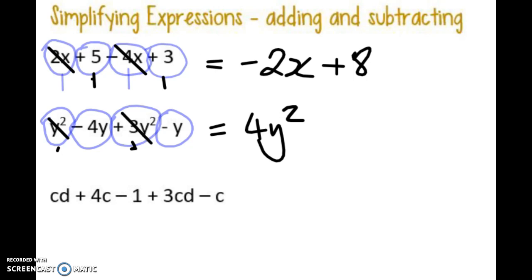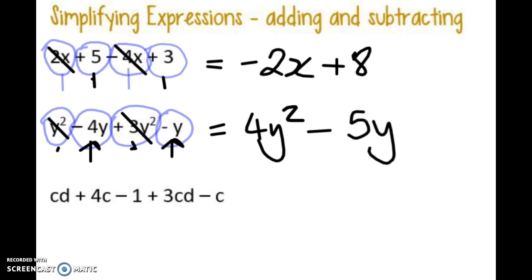And now we look at our y's. So we've got minus 4y here. And we've got minus y here. So minus 4y minus another y equals negative 5y. And there is our answer for that.